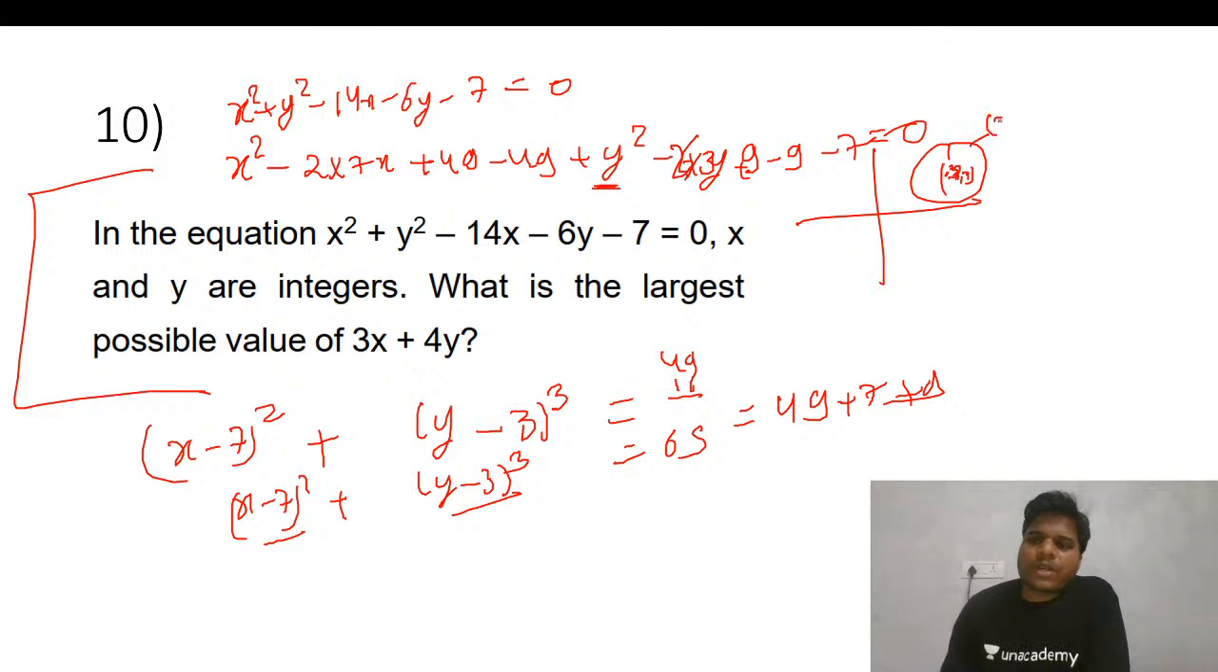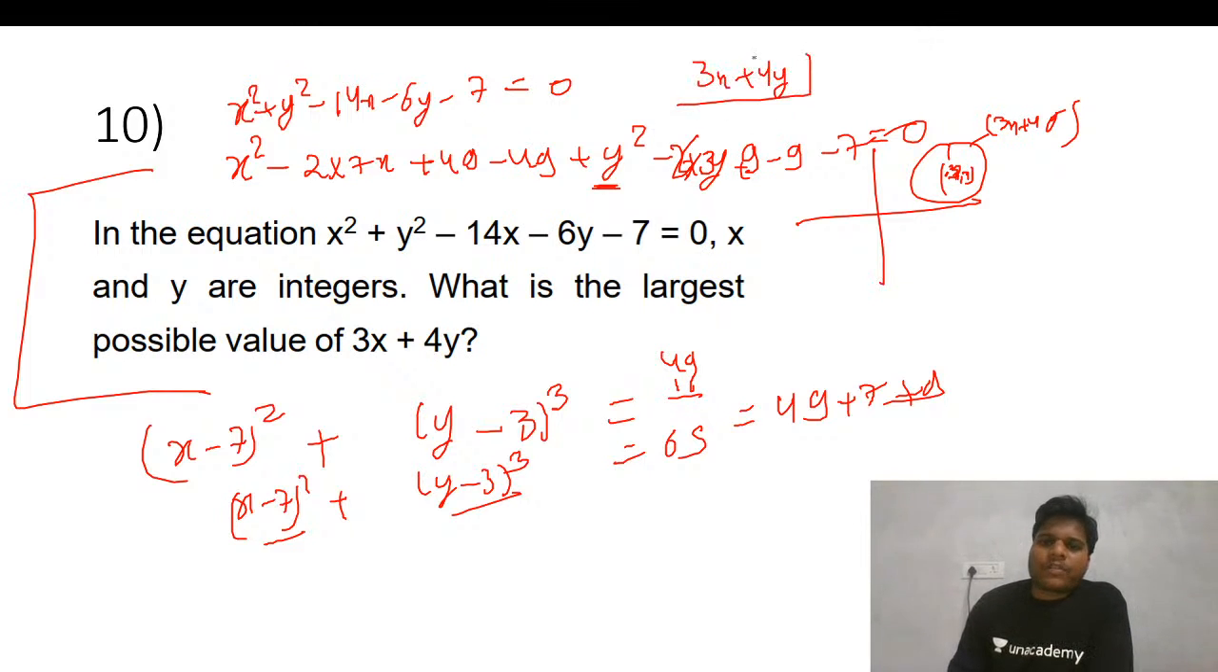And you need to find the maximum value of 3x plus 4y. So the maximum value will be when y will be maximum. I think, is this right? This 3x plus 4y will be maximum when y will be maximum. So y maximum, what can we do in this? Y maximum, so make x minimum.